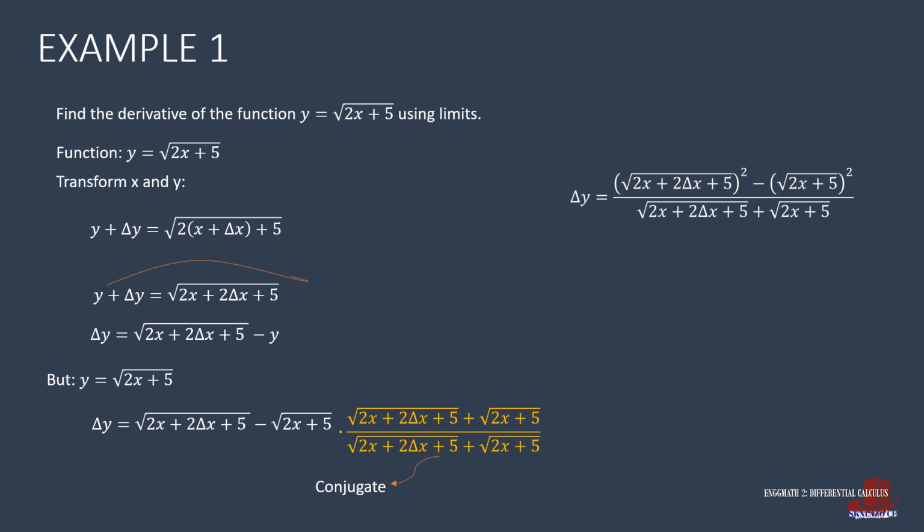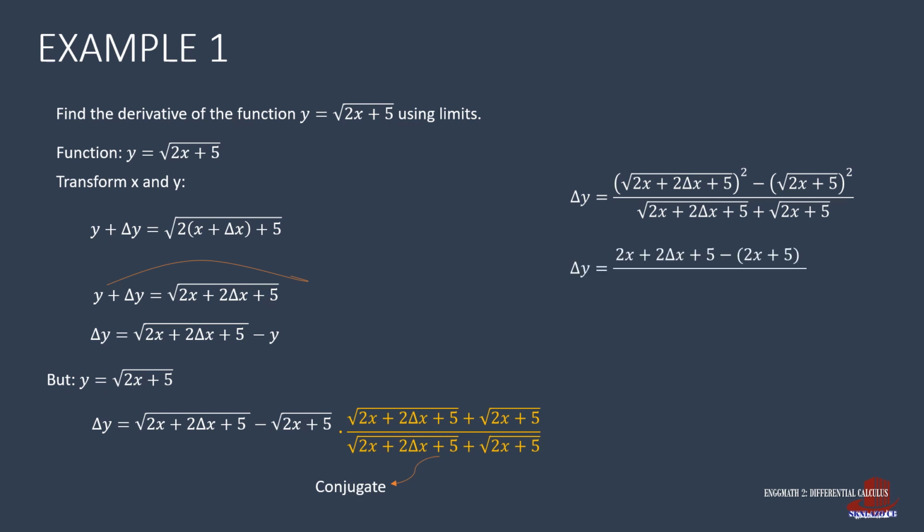So after multiplying the conjugate, we have delta y as the square of the root of 2x plus 2 delta x plus 5 minus the square of the root of 2x plus 5, all over the root of 2x plus 2 delta x plus 5 plus the root of 2x plus 5.